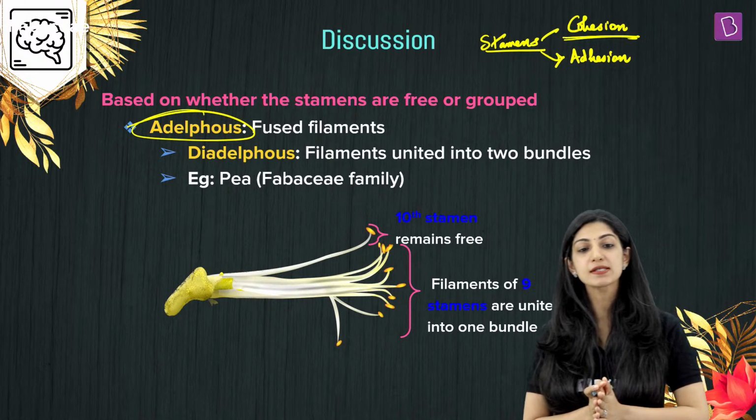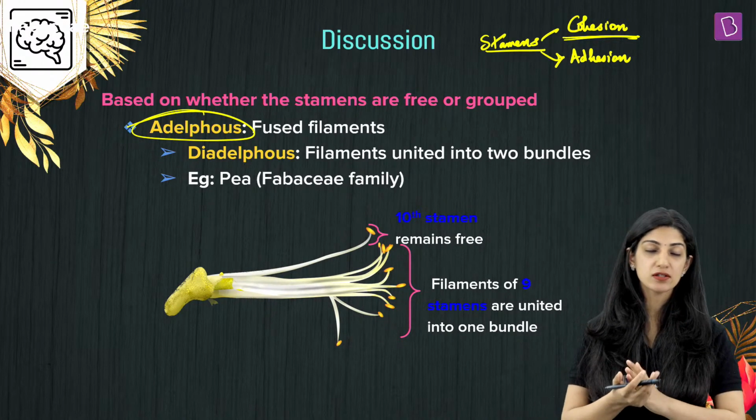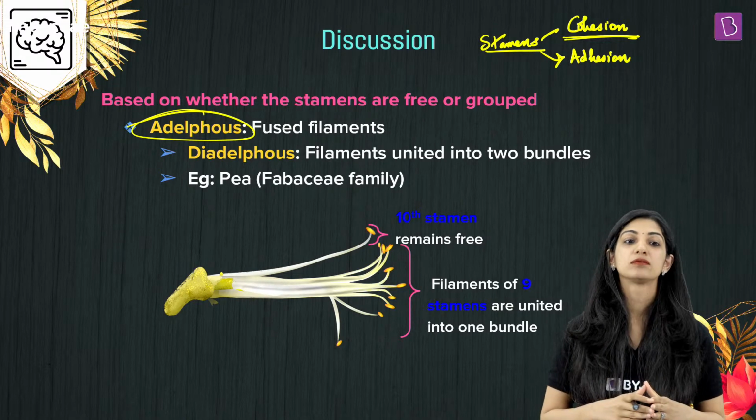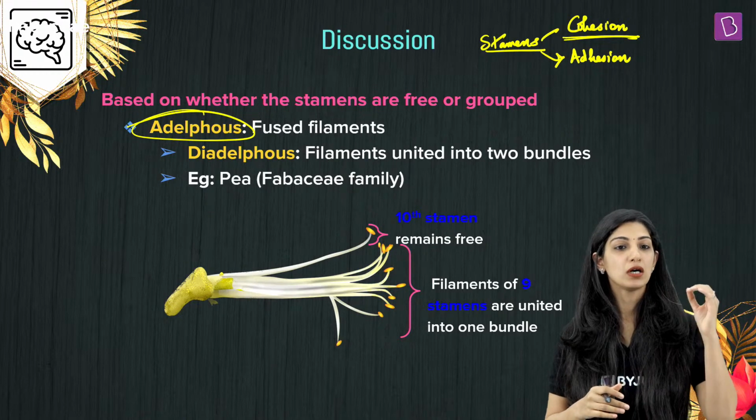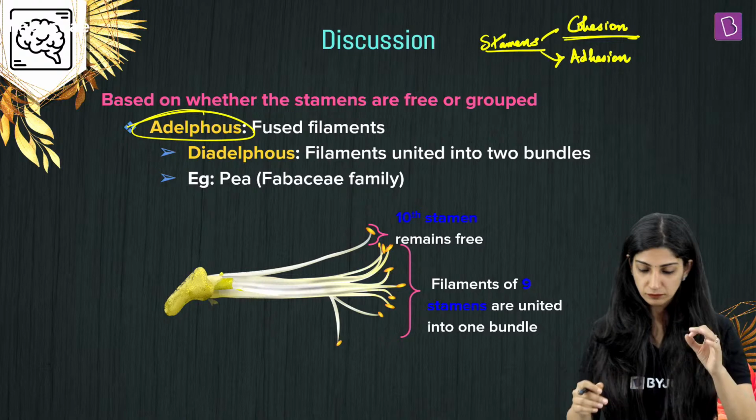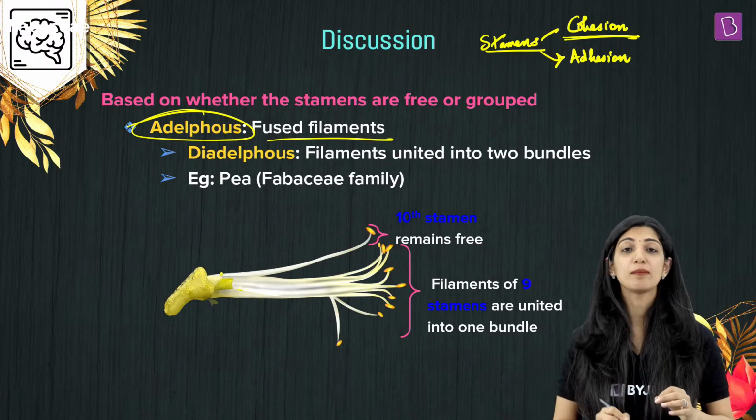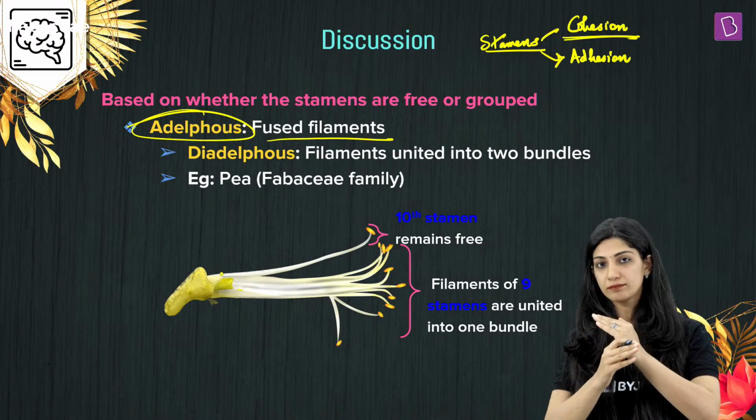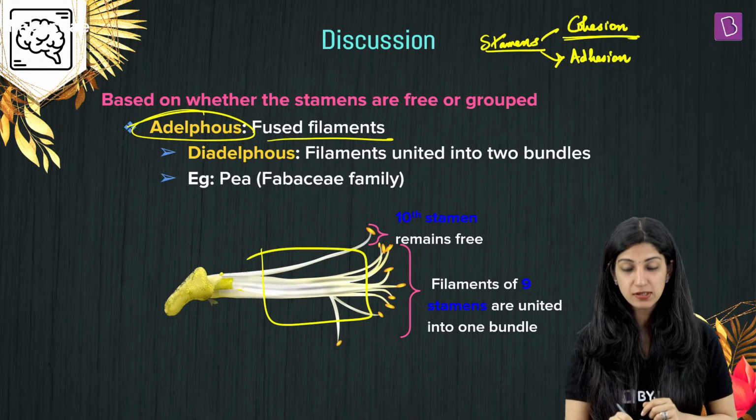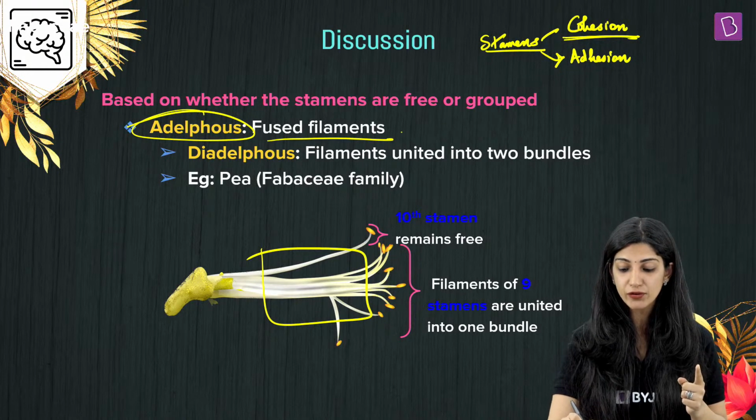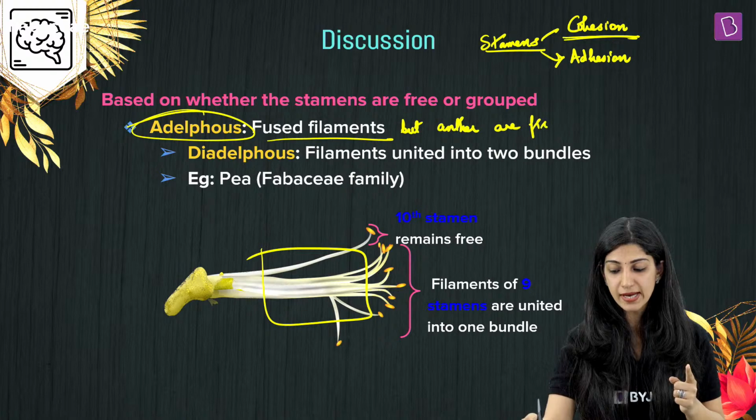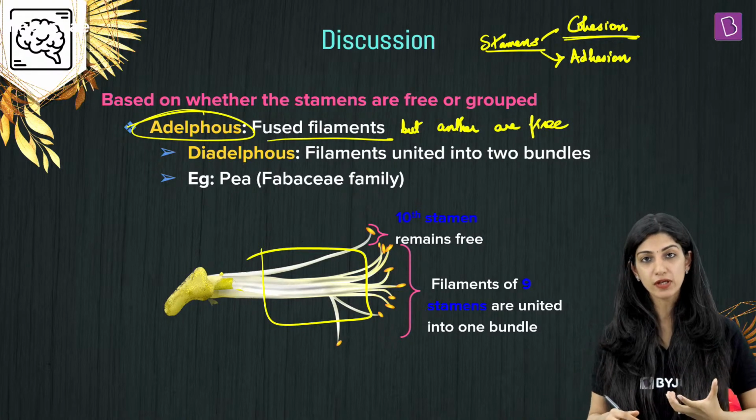How many of you knew this? If you don't, let's see the chat box. If you don't, please write it down. Very good. So fused filaments, if stamen is attached only at the level of filaments, but anthers are free. I'm adding it here, but anthers are free. This is very important to understand. Then you call it adelphi.